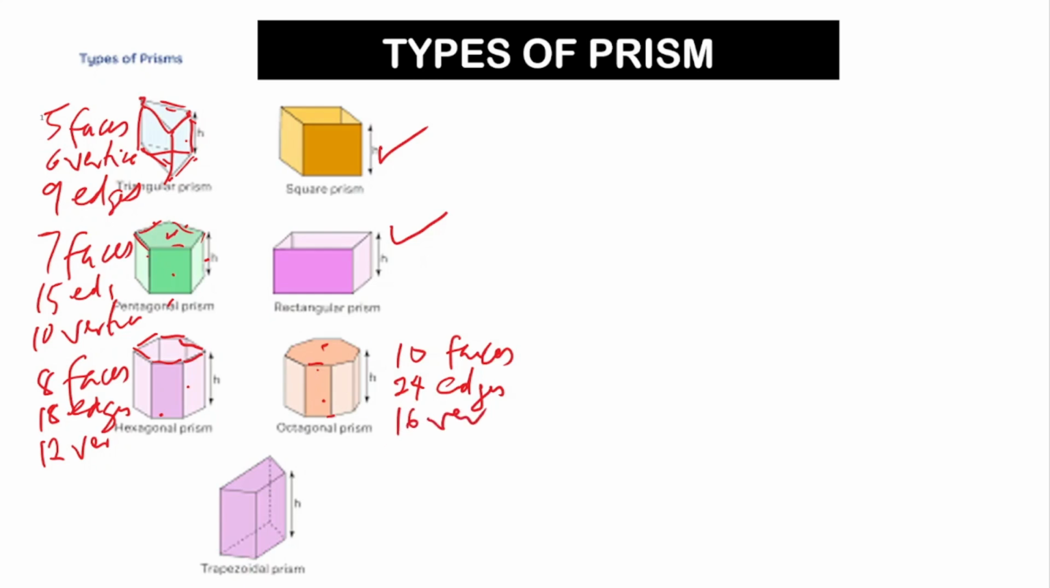So this trapezoidal prism. How many faces? One, two, three, four, five, six. So that's going to be six faces. How many edges? One, two, three, four. Four there again. Four again. That's going to be 12 edges. Then vertices. One, two, three, four. One, two, three, four. That's going to be 8 vertices. I hope this is clear. So that is that on this one.